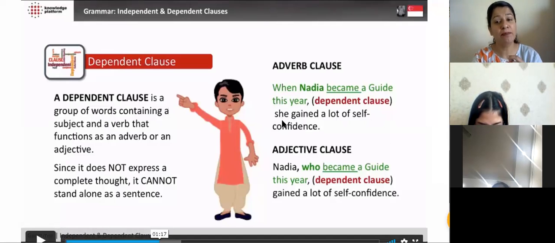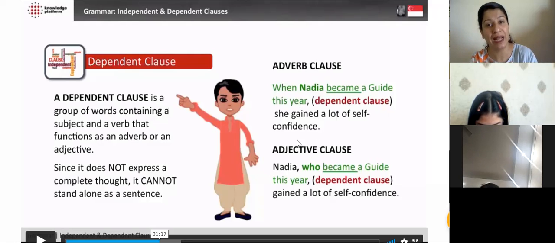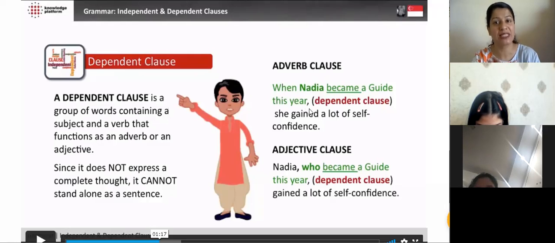Okay, hence the words in black are your independent clause, whereas the clause in the green color is your dependent clause. The idea in the green clause depends on the idea of the black colored clause to complete its meaning.